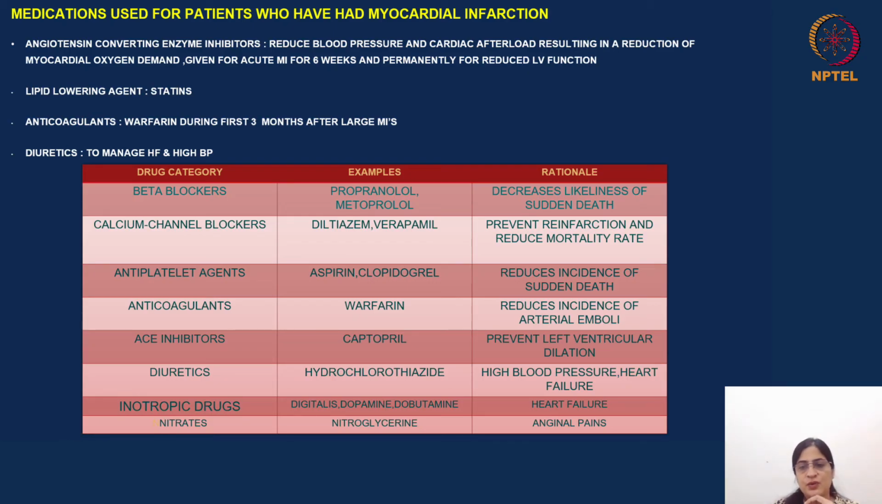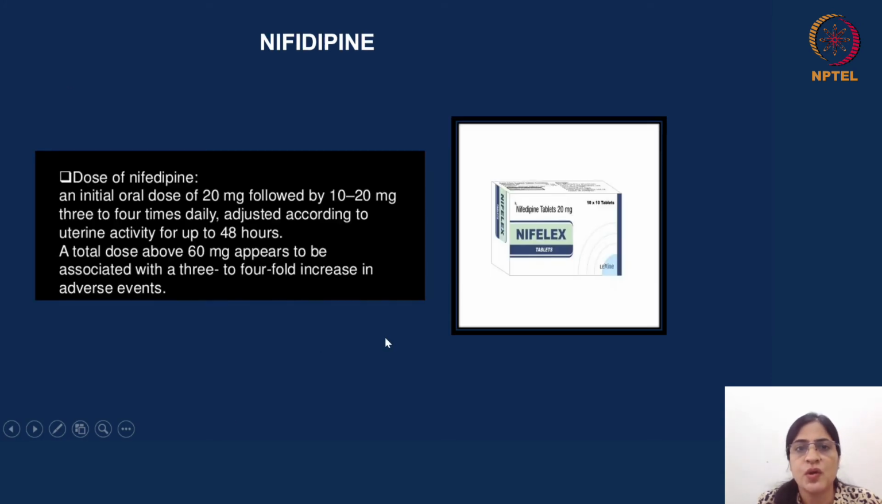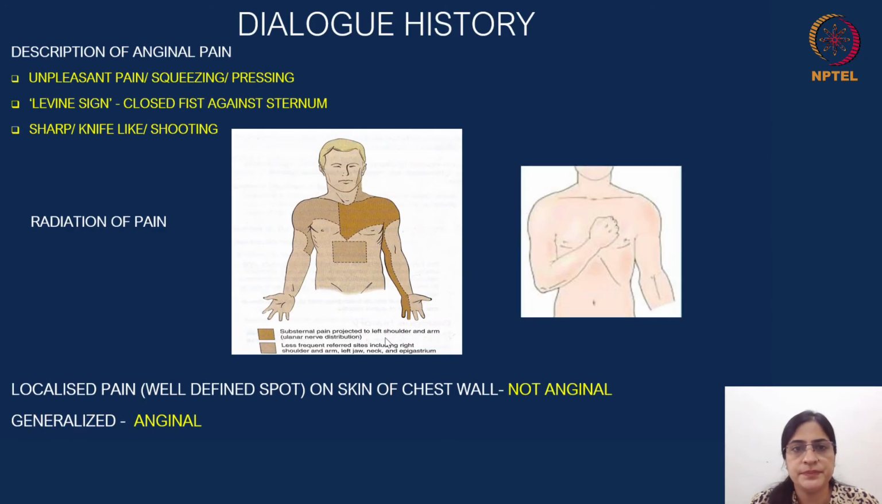Inotropic agents to treat heart failure, like dopamine, digitalis, dobutamine; nitrates for anginal pains, mainly nitroglycerin. So these are just illustrations. This is the beta blocker, propranolol, most commonly given. Nifedipine is a calcium channel blocker. Verapamil is another commonly given calcium channel blocker.